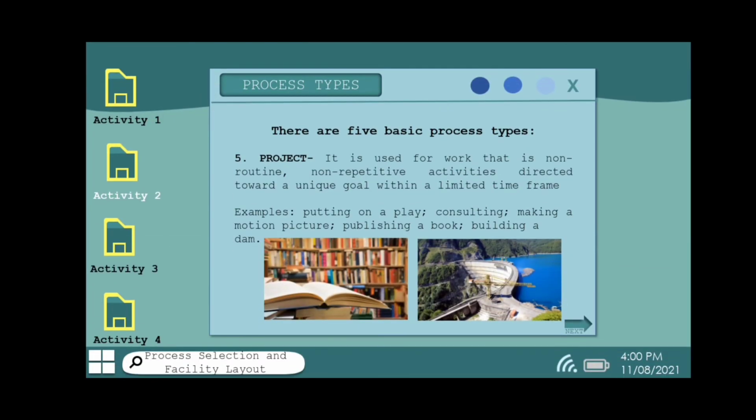So the last one is the project. Project is used for work that is non-routine, non-repetitive activities directed toward a unique goal within a limited time frame. Examples here are putting on a play, consulting, making a motion picture, publishing a book, and building a dam.